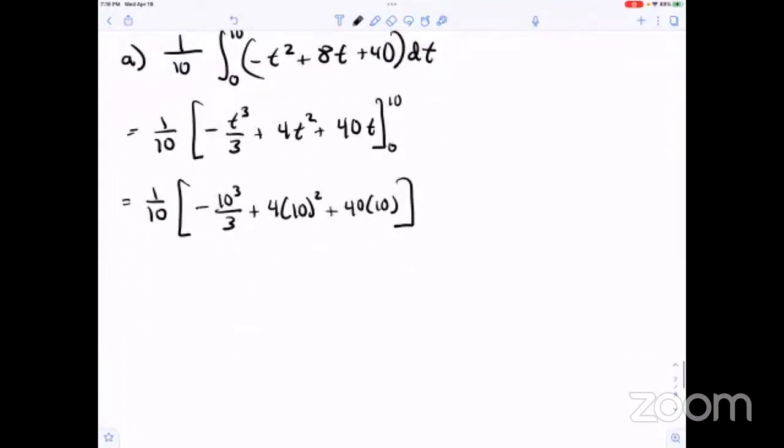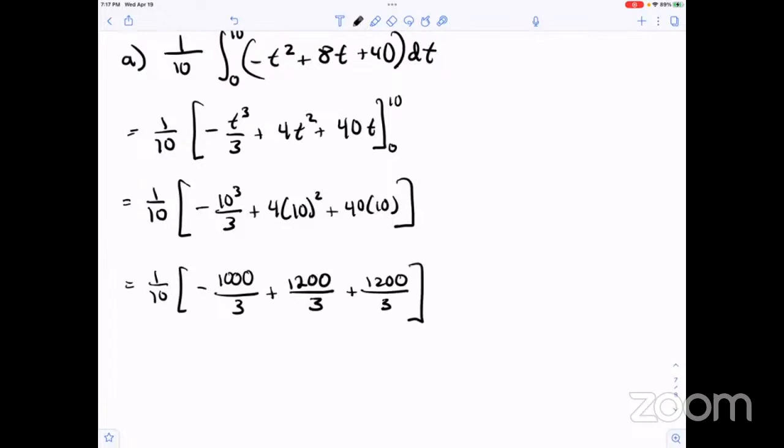So 1 over 10 times negative 1,000 over 3, plus 400 over 1. 4 times 3 is 12, so 1,200 over 3. And that's another 400, so plus another 1,200 over 3. So what is that? Negative 1,000 plus 1,200 is 200, plus 1,200 is 1,400 over 3.